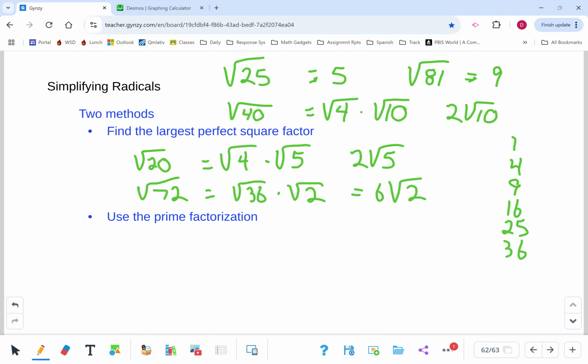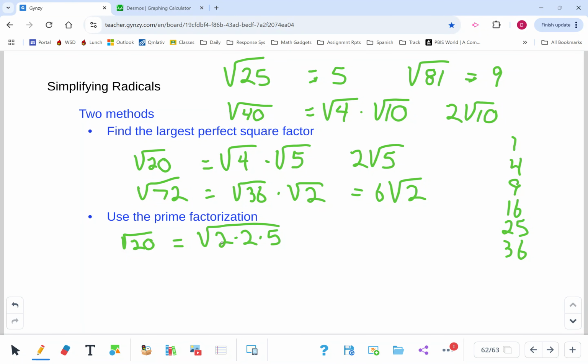I prefer the prime factorization method. I'll show you why in just a second. Here's what it means. Let's say we're going to find square root 20, and so I know that 20 could be written out as 2 times 2 times 5. And these numbers are important, that I'm only using prime numbers. Okay, so 2 times 2 times 5, those are all prime. If you multiply them together, you get 20.